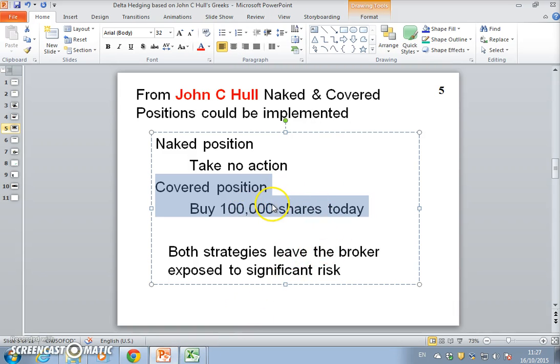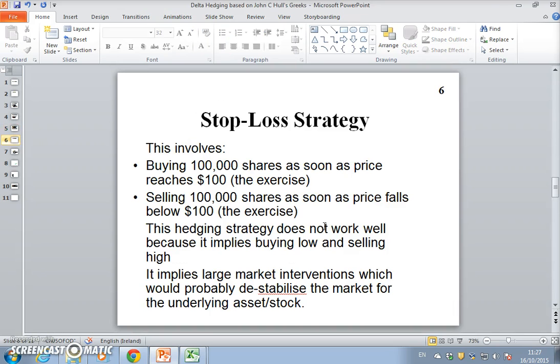So obviously the static strategy is probably unsatisfactory. The naked position also leaves you exposed to a substantial amount of risk. We could implement a stop loss, but that also involves buying at a high price and selling at a low price. It also might be destabilizing because you have to make large market interventions, where you're fully buying up 100,000 or selling out 100,000 stock at a given point in time. That may move the stock price more dramatically as a result.